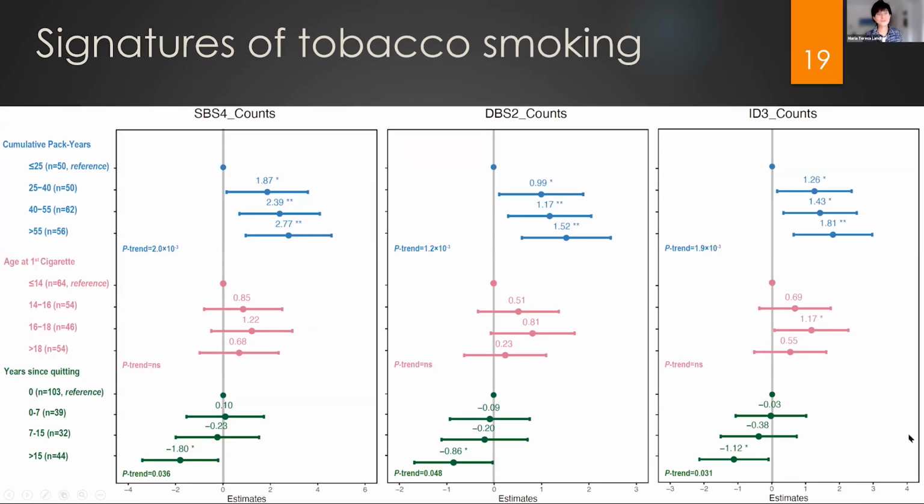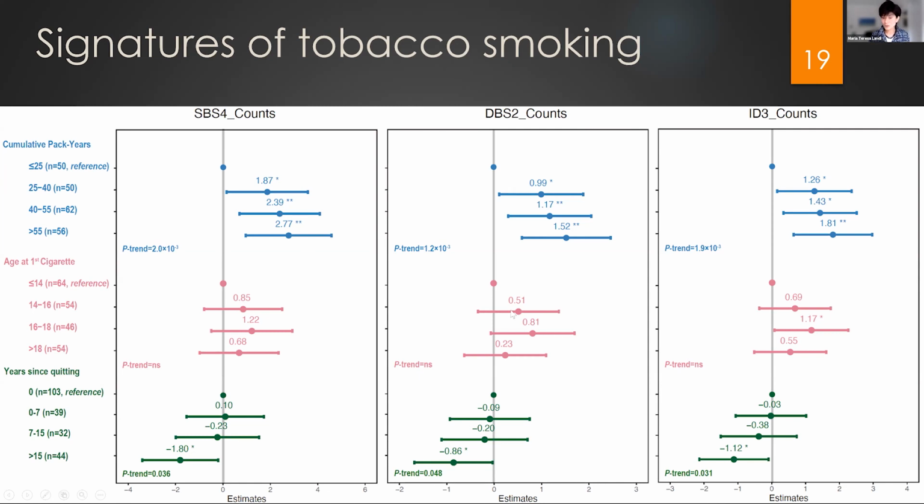And what we saw is that when we looked at SBS4, DBS2, and ID3, the typical signatures associated with tobacco smoking, they captured the increase in cumulative pack-years quite nicely. And similarly, there was a decrease with increasing number of years since quitting smoking.